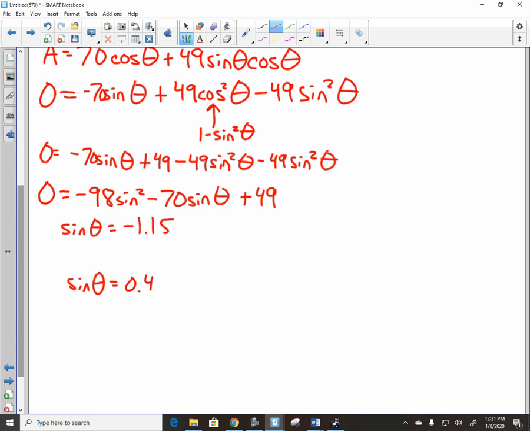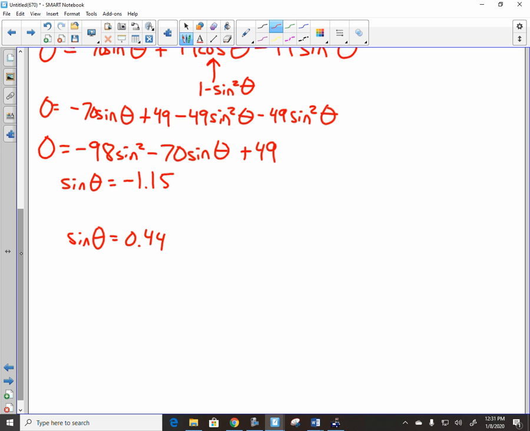Okay, those are the 2 results I've got. So instead of x equals, I've got sine of theta equals. Can somebody tell me what is the biggest value that sine can be? 1. What's the smallest it can be? Negative 1. So can sine ever be negative 1.15? No, it can't. Can sine of theta be 0.44?